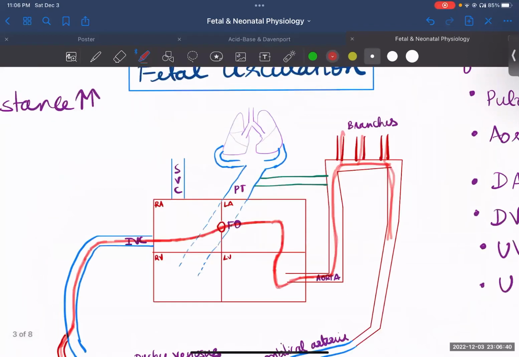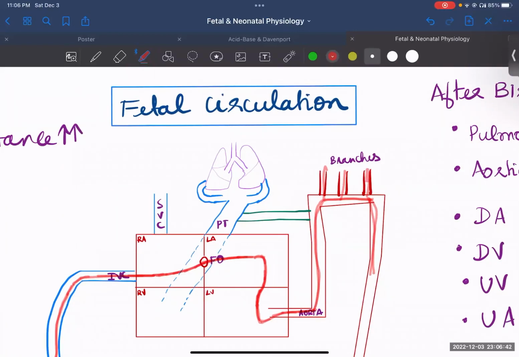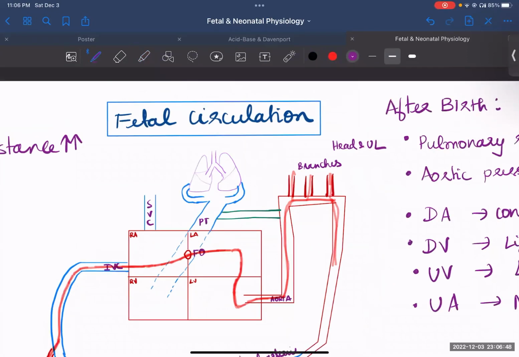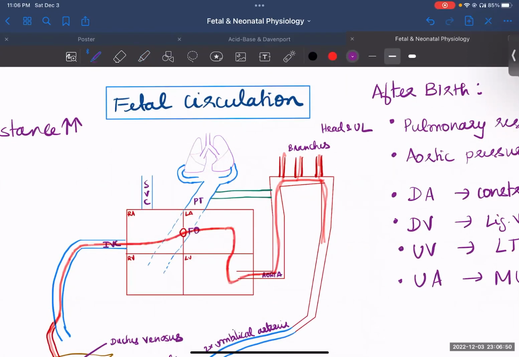Now, this mainly is going to supply your head and upper limb, not your lower limb, because the lower limb has less function when the baby is inside. The majority of the function is required towards your thorax, your brain, and your upper limbs. So the majority of the supply, the arterial supply, is going to be upwards.